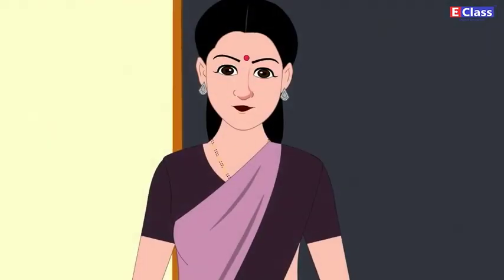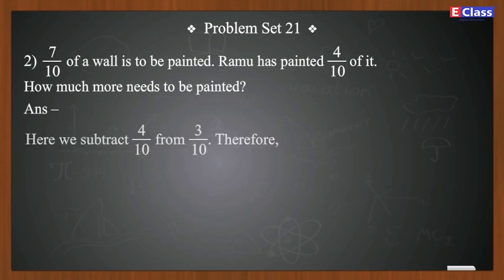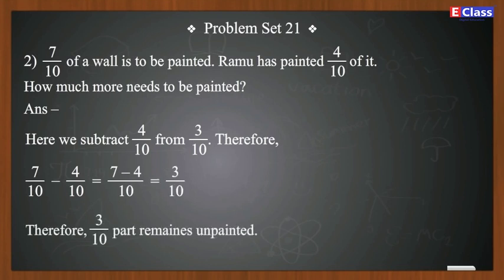Now, we will solve the second question of problem set 21. 2. 7/10 of a wall is to be painted. Ramu has painted 4/10 of it. How much more needs to be painted? Answer. Here we subtract 4/10 from 7/10. Therefore, 7/10 minus 4/10 is equal to (7 minus 4)/10, which is equal to 3/10. Therefore, 3/10 part remains unpainted.